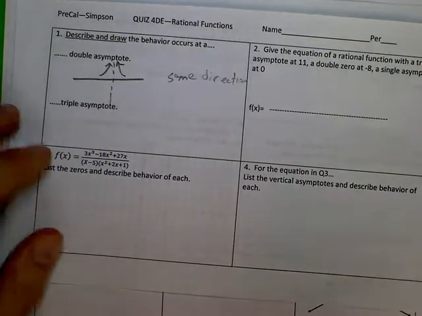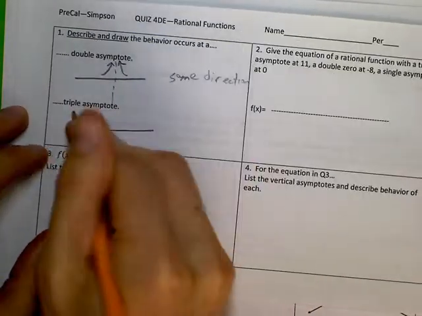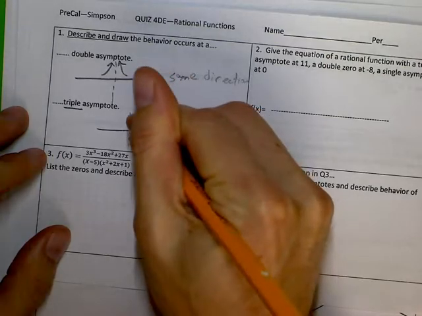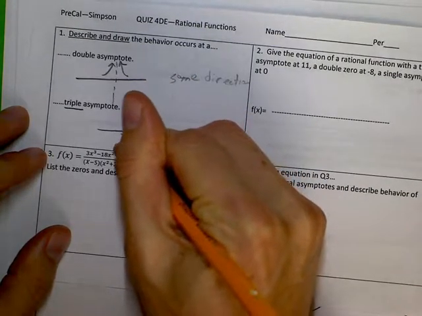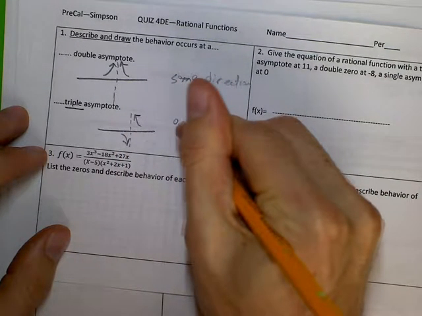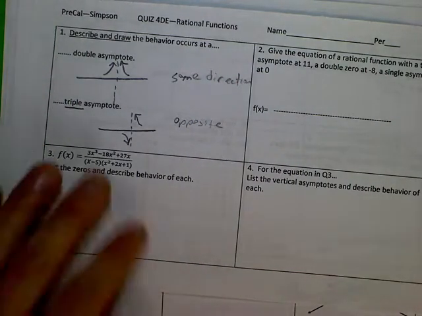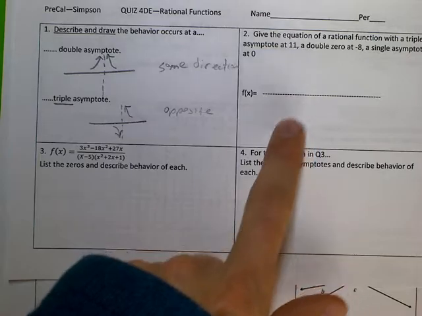What about a triple asymptote? 3 is an odd number, by the way. So odd means they're going opposite directions. Okay. There you go.